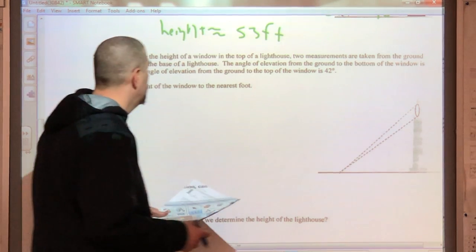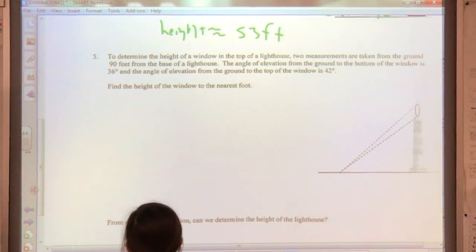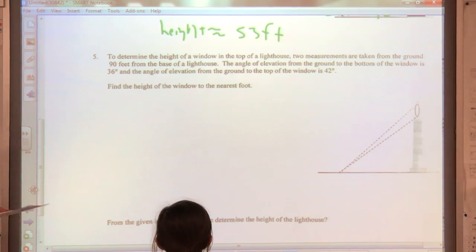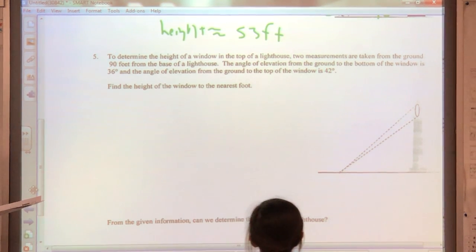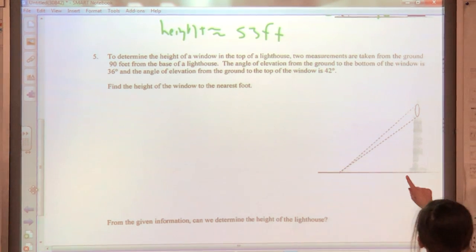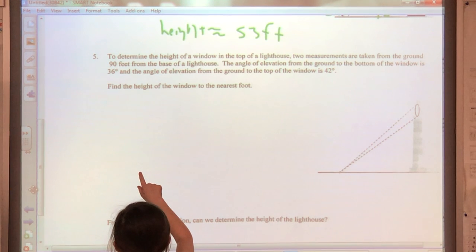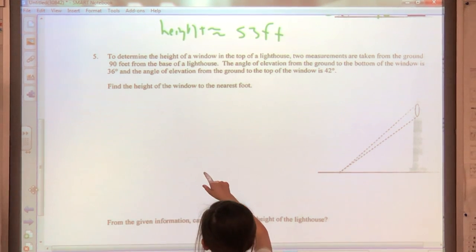All right, so my daughter's going to go ahead and read this one, and we'll get started on it. To determine the height of a window in the top of a lighthouse, two measurements are taken from the ground 90 feet from the base of a lighthouse.